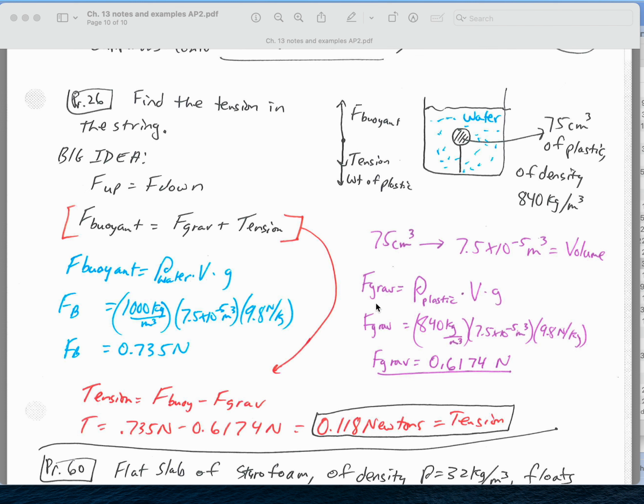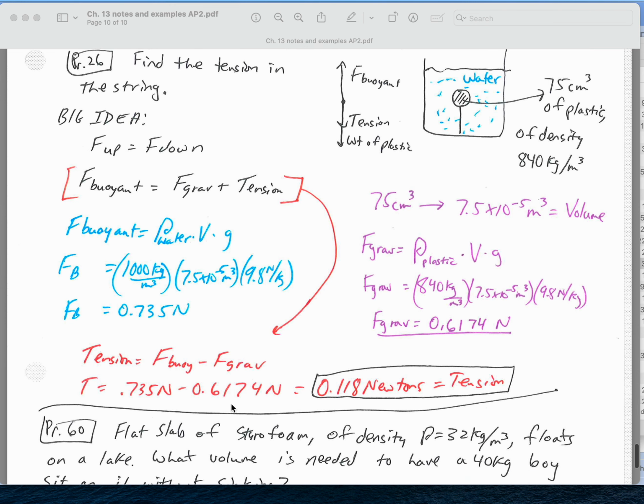The gravitational force on this plastic, or the weight of it, is going to be equal to mg. The mass is equal to density times volume. We found the volume right here, and the density of the plastic is given. So the density is 840 multiplied by 7.5 times 10 to the negative fifth times 9.8 newtons per kilogram. The weight of the plastic is 0.6174 newtons. Therefore the tension is going to be about 0.118 newtons.